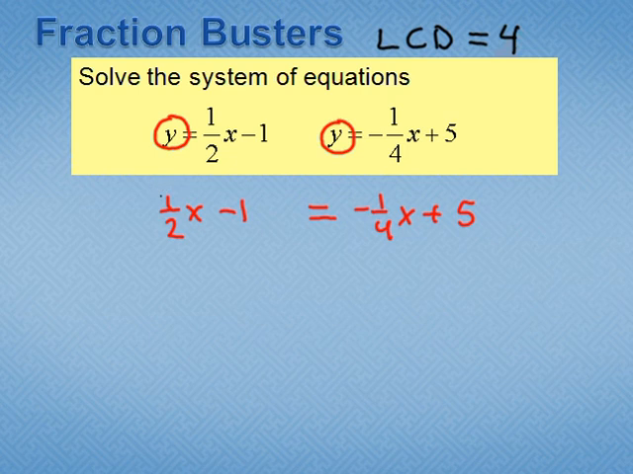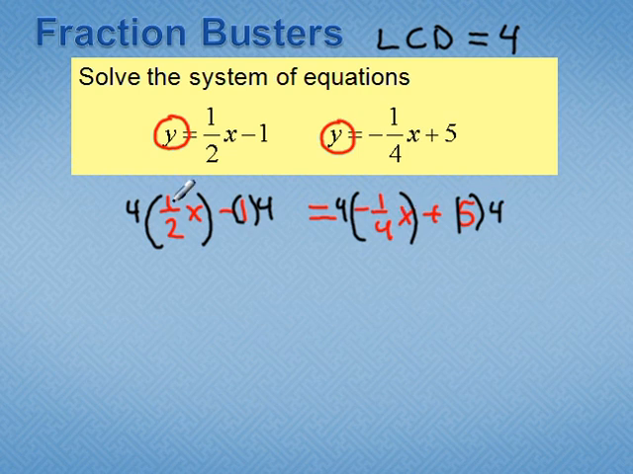Now with fraction busters, once you find the LCD, multiply the top of every term by the LCD. So 4 gets multiplied to the first term, 4 gets multiplied to the second term, 4 gets multiplied to the third term, and same thing at the end. 4 gets multiplied to the 5. And now, here's the idea. 4 is a number that 2 goes into, and so does 4. So this is going to cancel out all the fractions in one step.